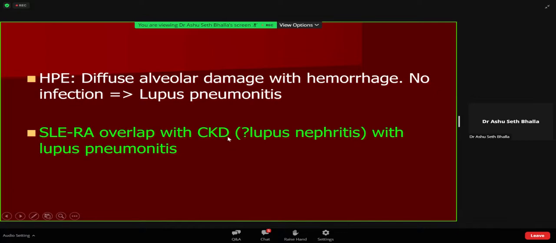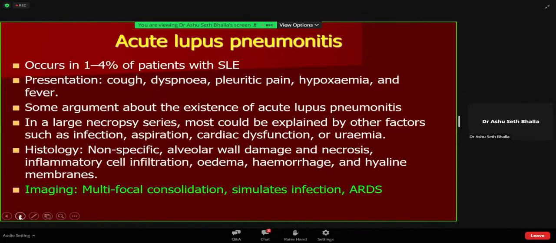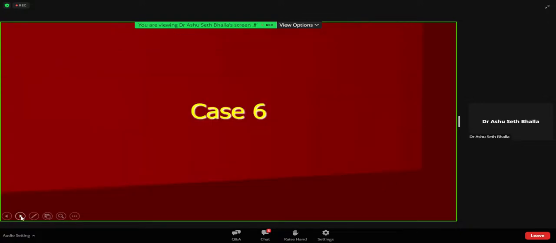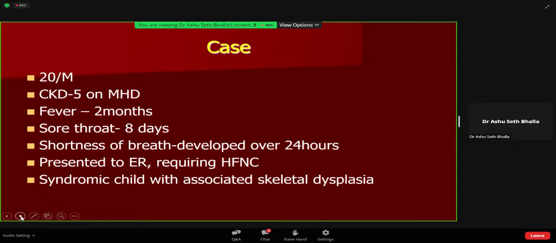So see, this patient does not have glomerular disease, did not come with anti-GBM disease, a Goodpasture type of patient, already had a CKD, but the patient had an SLE-RA overlap, and the final diagnosis was lupus pneumonitis. Another patient that we lost, these multifocal consolidations simulate infection and ARDS. So this lupus pneumonitis also needs a very immediate aggressive immune suppression, and is another difficult call to take.